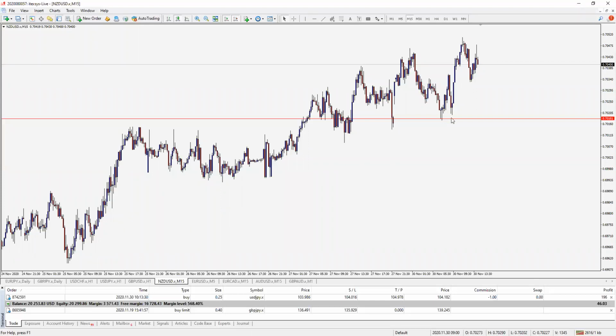But if the price will break out this last low, it will give us some kind of confirmation that this uptrend has ended and we are now in a downtrend zone.